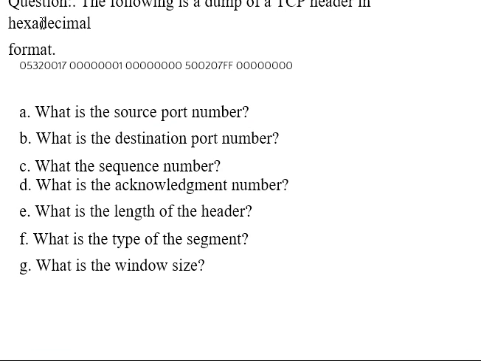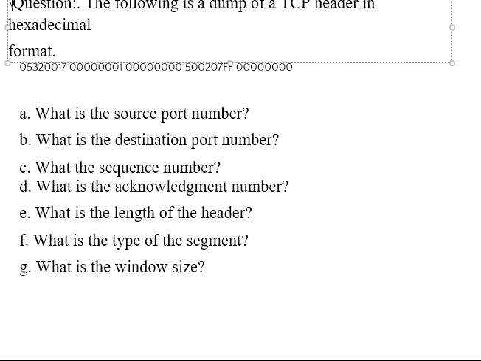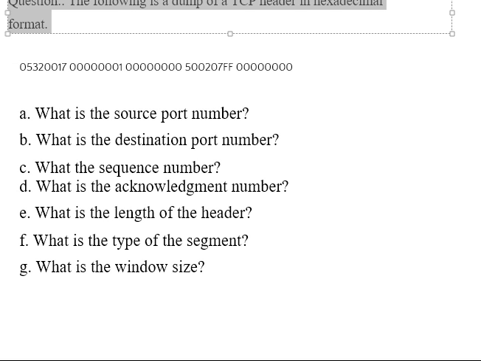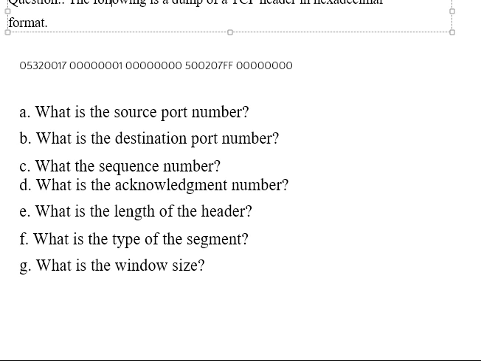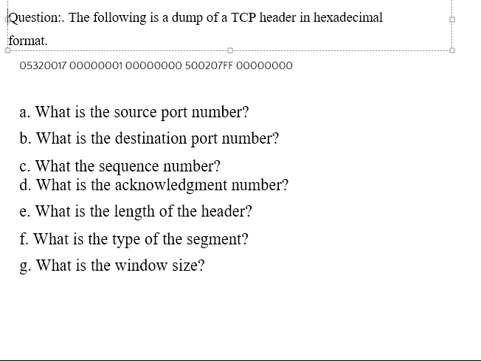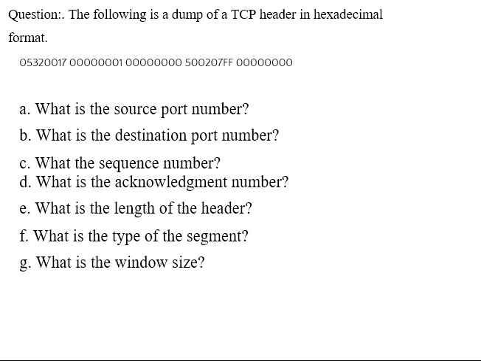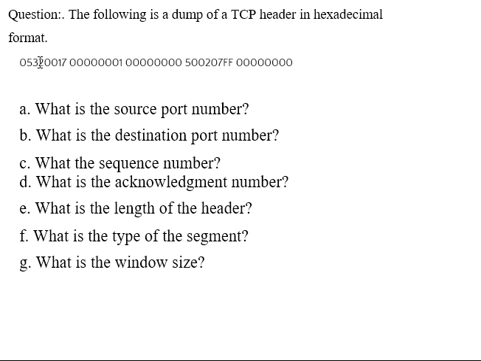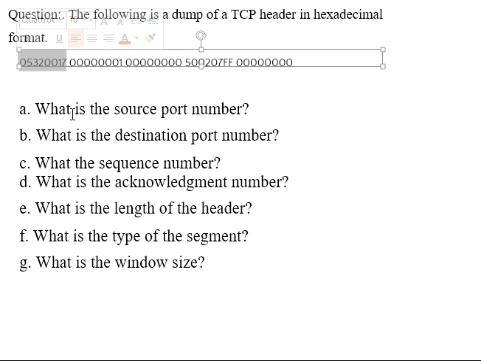Now this is the question. This is a very important question. So let's see. Following is a dump of a TCP header in the hexadecimal format. Now what you want to do is find out the source port number. So this is the TCP header given to you. Now hexadecimal means each digit is 4 bits. So this whole portion is what? 32 bits. 8 4s are 32 bits. Now source port number is 0532 in hexadecimal.